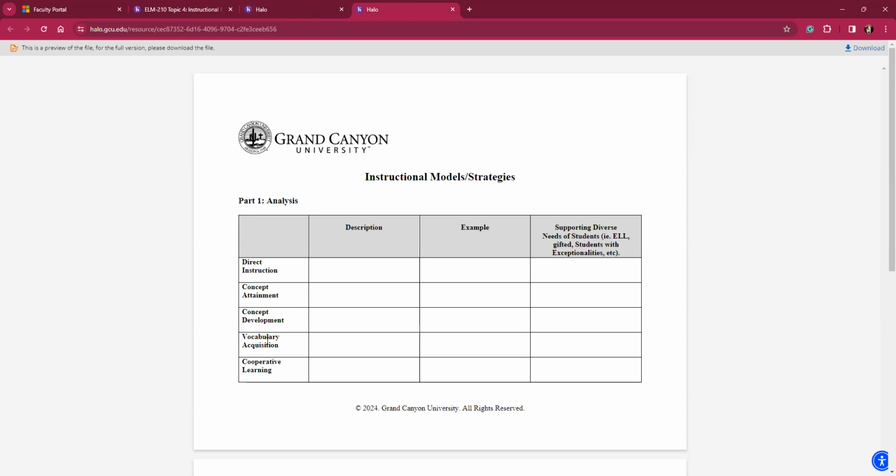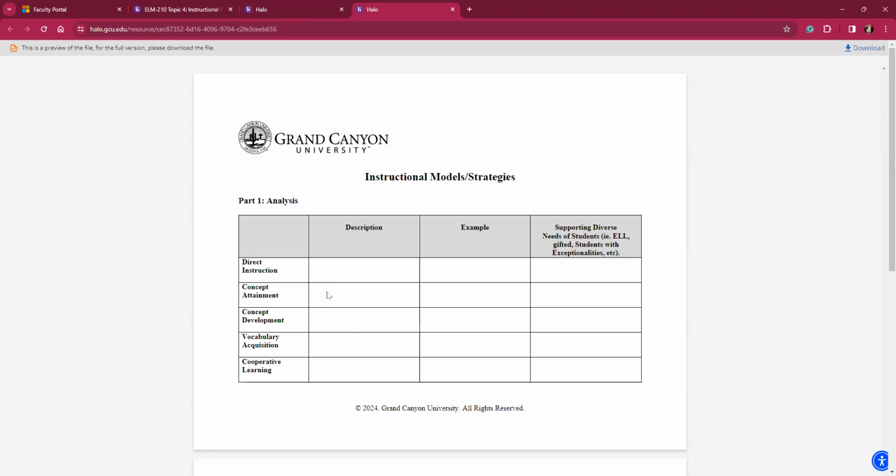For example, vocabulary acquisition is a specific way to present vocabulary to students. It's focused on Greek and Latin roots. It's focused on the sound spelling correlation. And there's specific steps within that model. It's not just learning vocabulary words. So in your description area, I do want you to detail what that looks like.